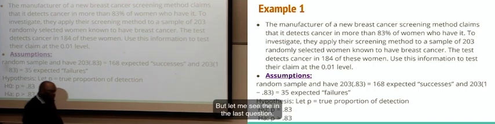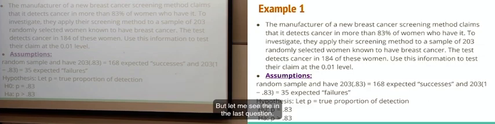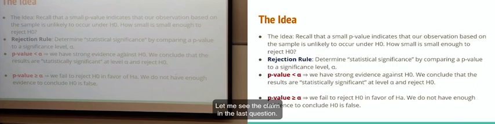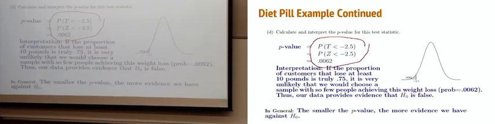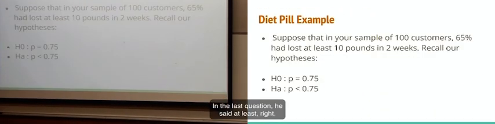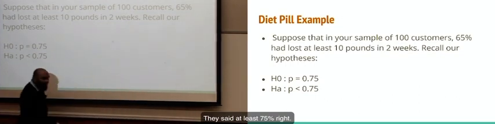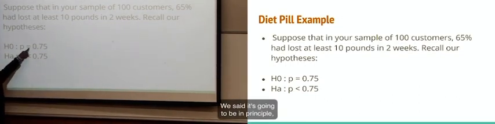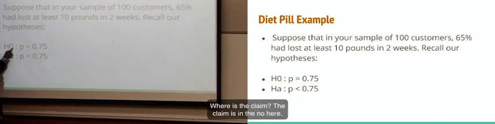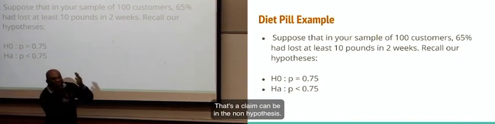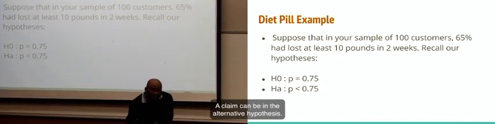But the claim in the last question, let me see. In the last question, it said at least 75%, right? We said in principle this is like greater than or equal to. Where is the claim? The claim is in the null here. Does that make sense? So a claim can be in the null hypothesis, a claim can be in the alternative hypothesis.